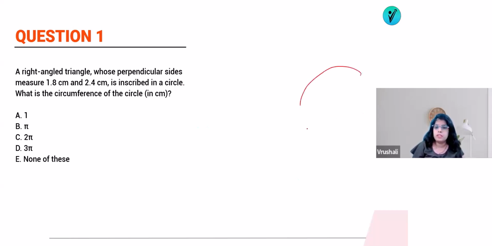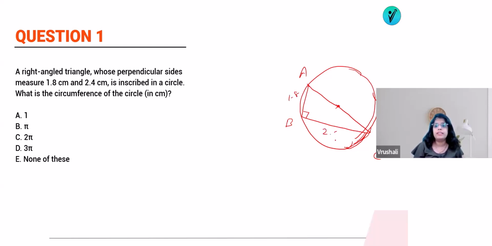So suppose this is the circle and they are saying that there is a right angle triangle in the circle. If there is a right angle triangle in the circle, then we know that the hypotenuse is always the diameter. So suppose this is the triangle. So this will be the hypotenuse, which is the diameter. Suppose this is A, B and C and this is the right angle triangle. So what I know is that one side is 1.8, one side is 2.4.